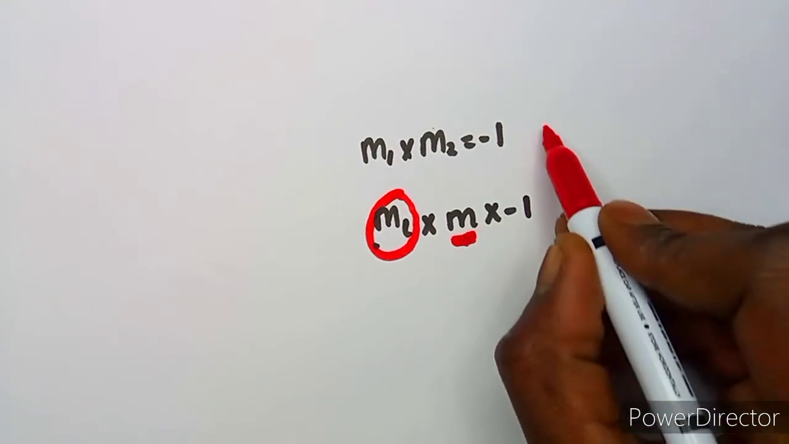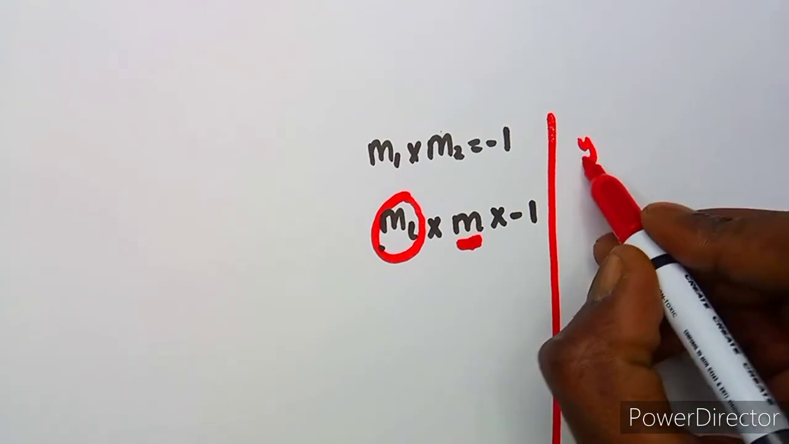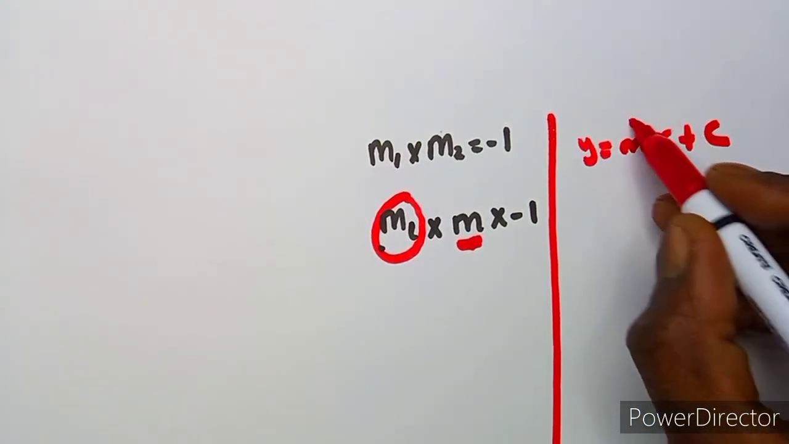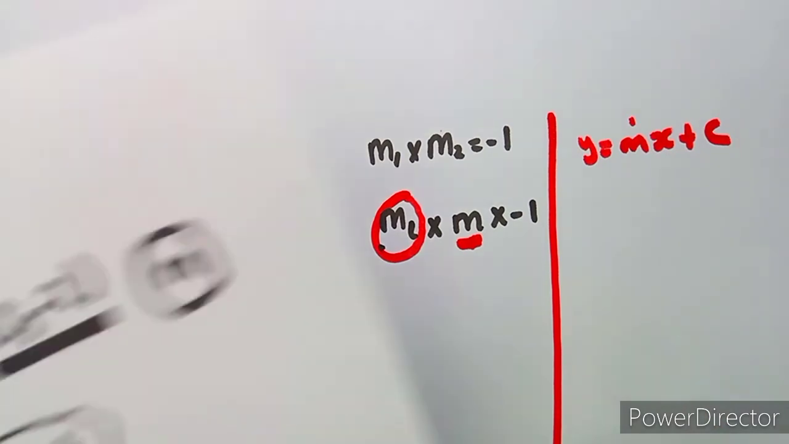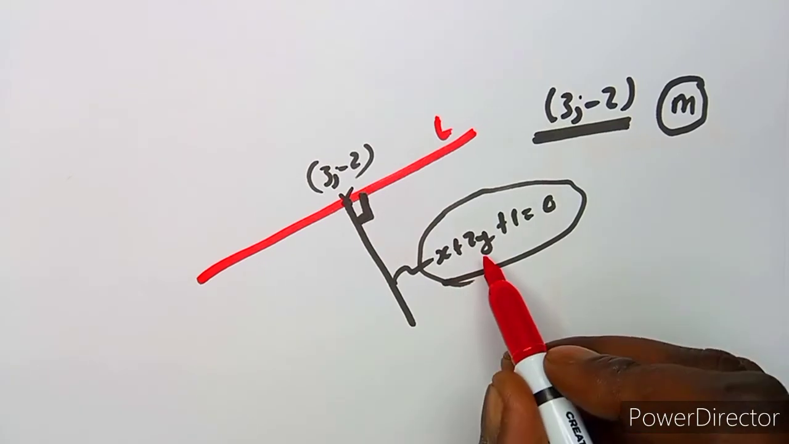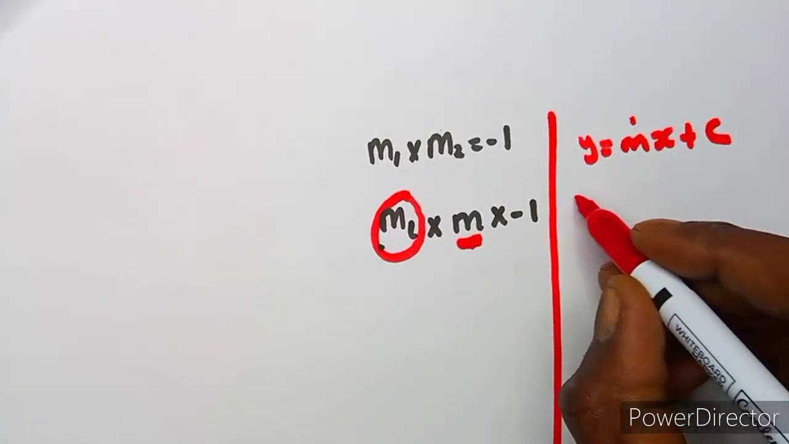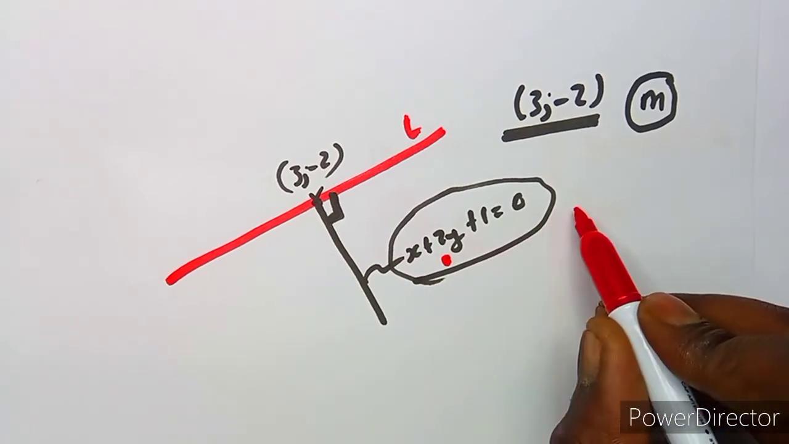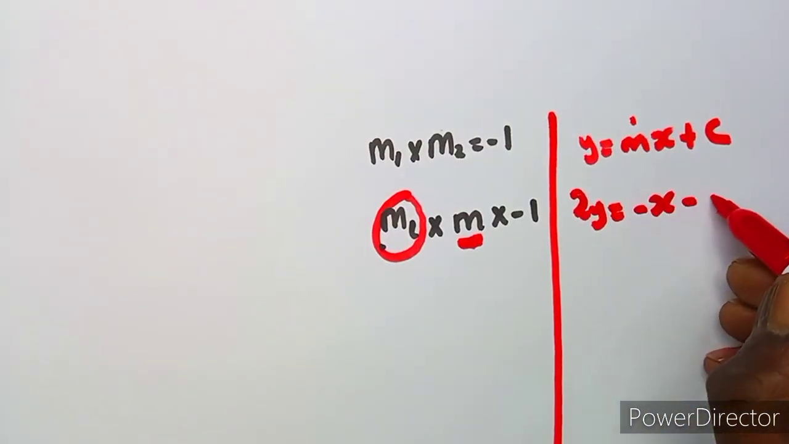So where are we going to get it? I told you that if you can write your equation in the form y = mx + c, m is the gradient. So let's take this equation and write it in that format. That means I have to make y the subject. So 2y is equal to, transposing all these terms to the right side, minus x minus 1.